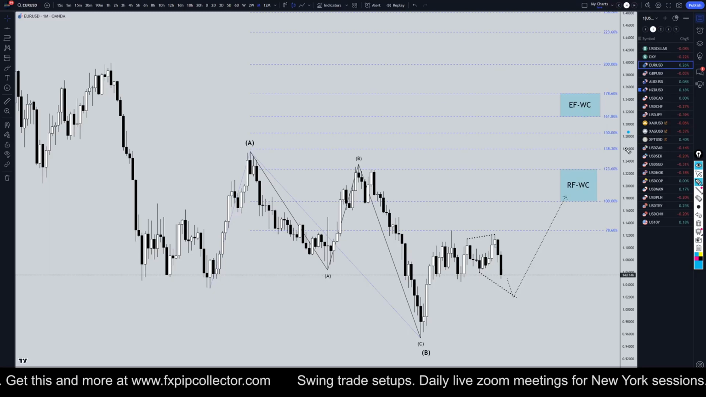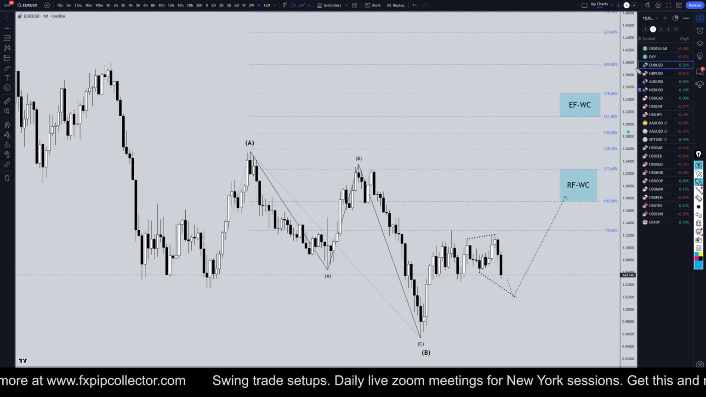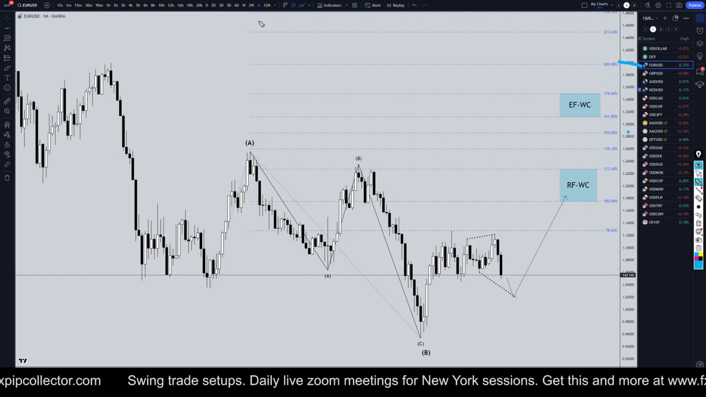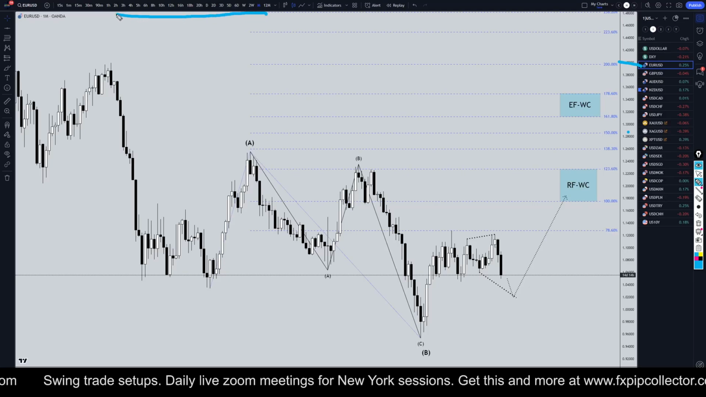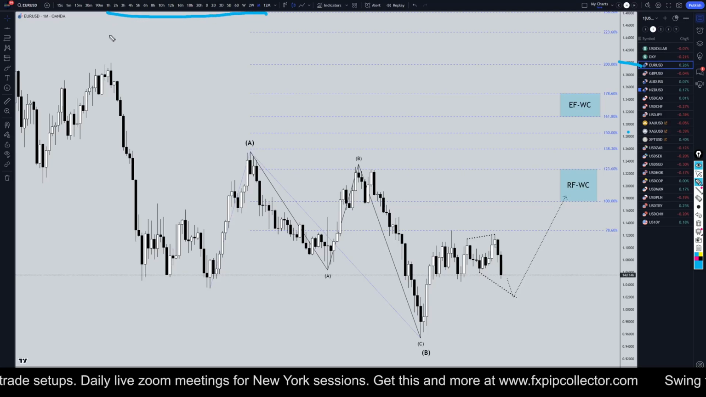Today is Friday, November 15th, and I'm going to be analyzing the Euro US dollar starting on the monthly, working my way all the way down to the 1 hour time frame for the full top down analysis.